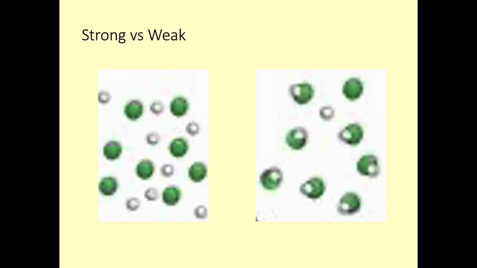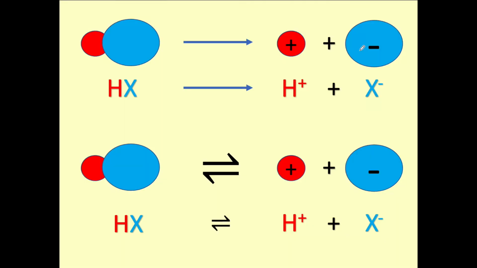So the green combined with the white, there's only one of those molecules which has actually dissociated into green and white separately. And this is how we would show it in an equation. So here our HX has completely split up into H+ and X-, whereas here we have a reversible change. So it could go forwards, but it could also go backwards.